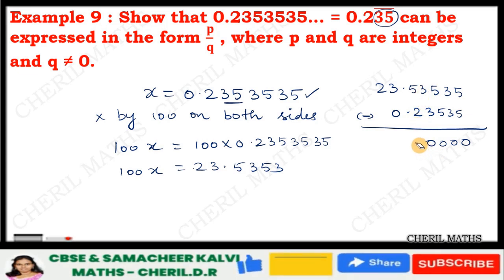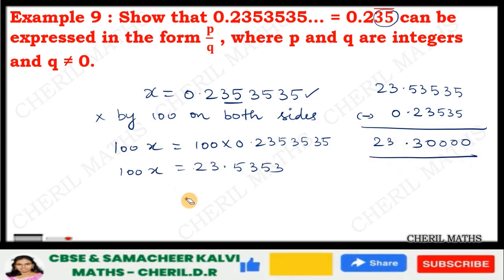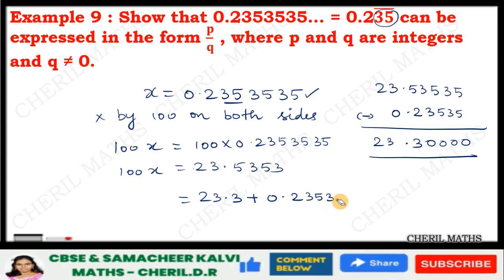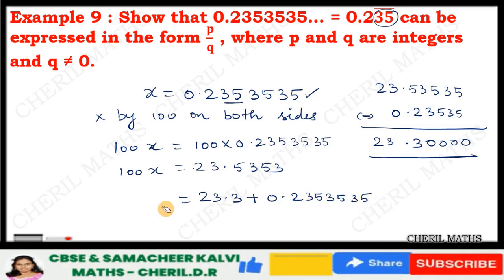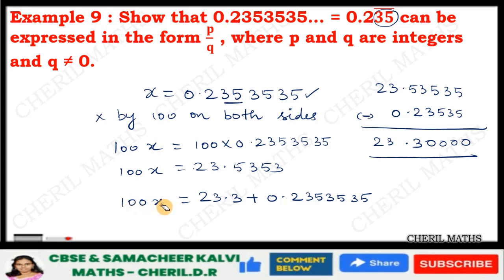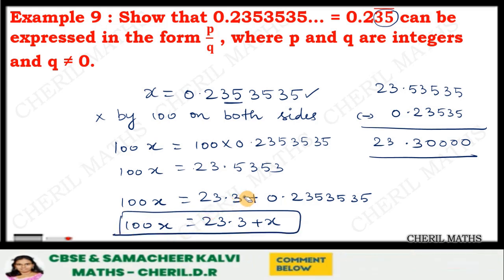So 5 minus 2 will be what? 3. And here you have 23. So you can write this as 23.3 plus 0.23535. Is it clear, children? Yes. So you have 100x to be what? 23.3 plus 0.2353535. So what is this? This is nothing but 23.3 plus x. So this is our equation, which you are going to solve and find the answer.